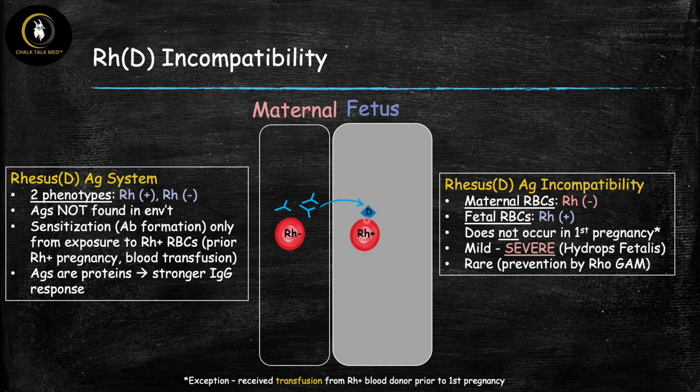So if you have the D antigen, then you're Rh positive, and if you don't express the D antigen on the surface of your red blood cells, then you're Rh negative. And you may have heard someone say they're O positive or B negative. The positive and the negative is referring to this, the rhesus antigen system.